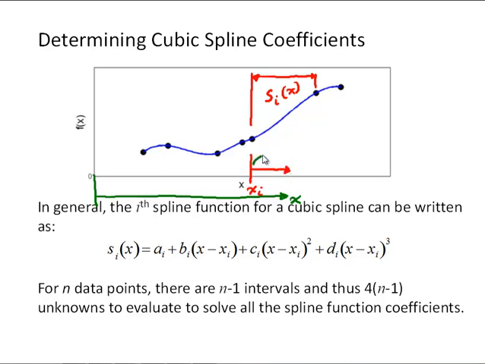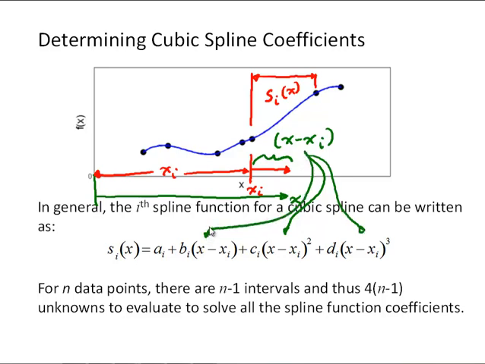And then xi again would be this distance from the origin to xi, and then the distance from xi to wherever we are within that interval, that's going to be the x minus xi. So that's why we have that x minus xi term as our main term in defining that polynomial. And then we just have the 4 unknown coefficients like we would have for any cubic.